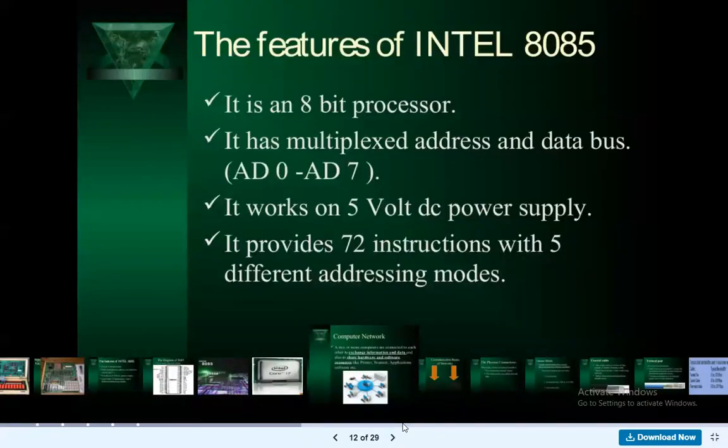After that, the main 8085 microprocessor Intel chip features. These are some salient features of 8085.